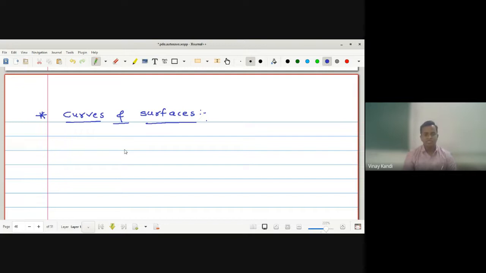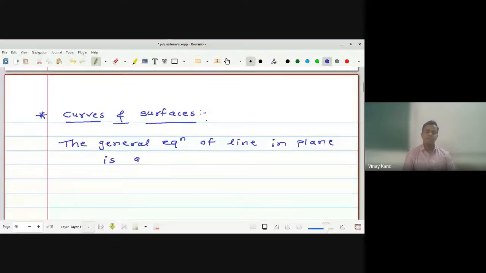So what is the equation of line in two dimension space? Anyone know? Okay, so the general equation of line in plane, that means in two dimension, is given by... what is the equation of line in two dimension space?